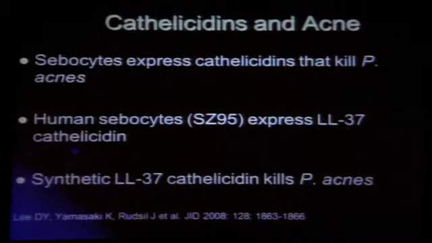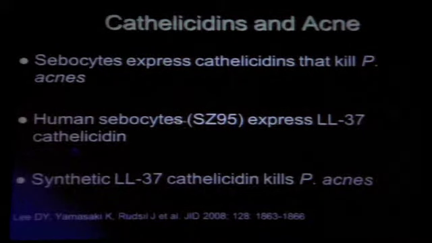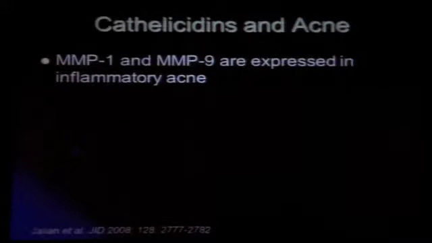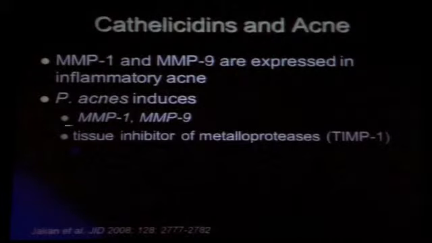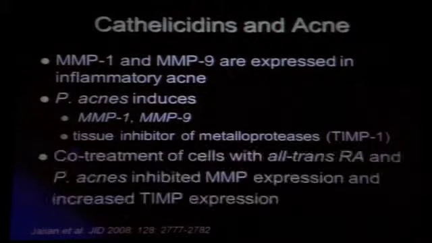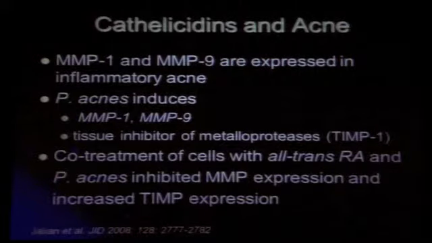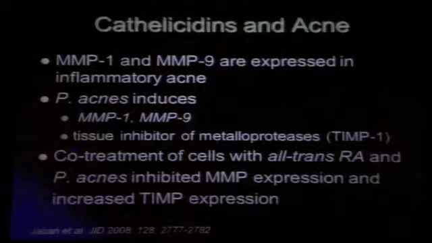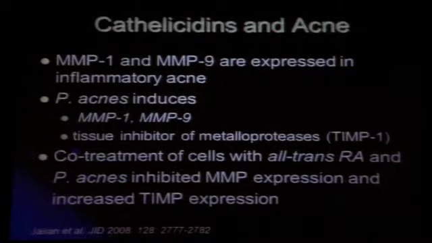Now, again, there are a lot of different cathelicidin lines in acne. There's LL37, as we talked about, that's made by human sebocytes. We also know that when we think about MMP1 and MMP9, these are overly expressed in inflammatory acne, and P. acnes induces those two, which again can also be a target for what retinoids do. So again, it goes back to the role of retinoids, not just saying they work on differentiation or the comedone, but also the impact on inflammation.